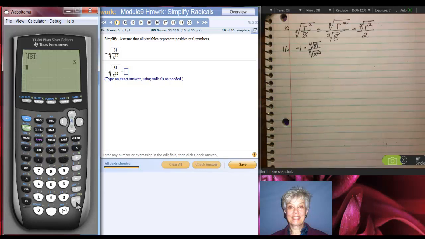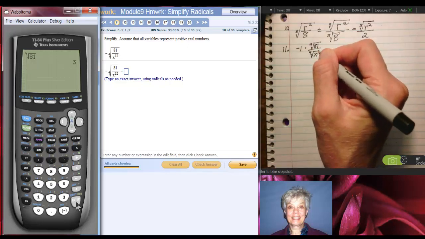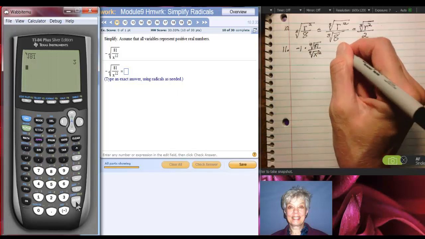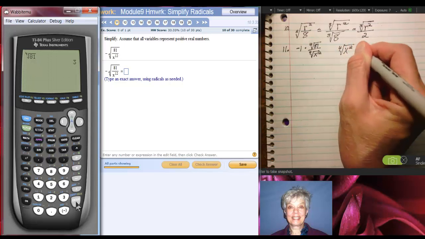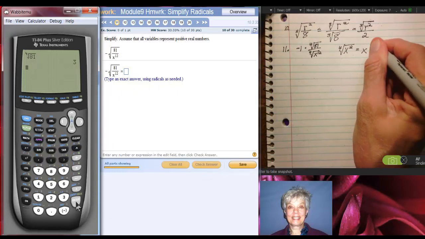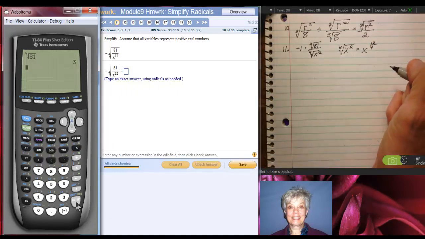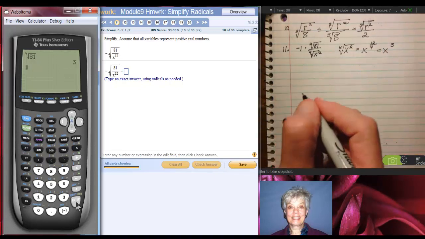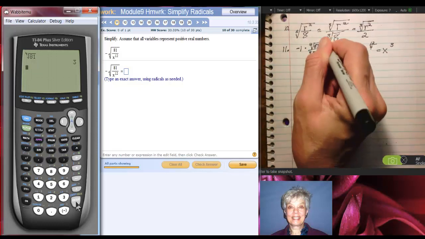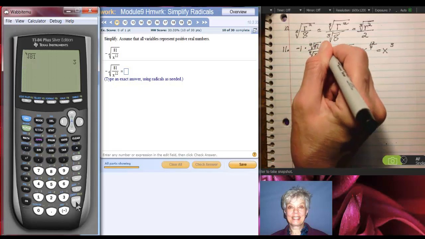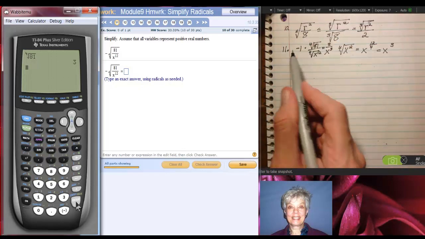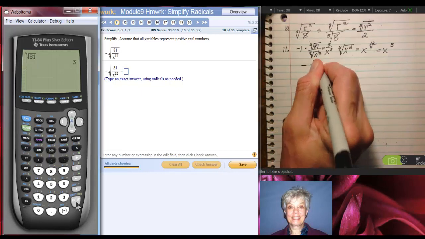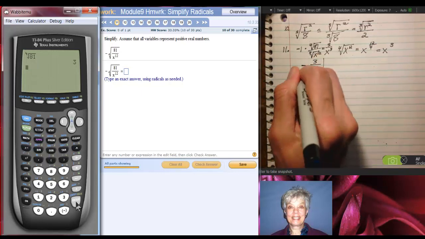See, the fourth root of 81 is 3, but the calculator can't help us with the fourth root of x to the 12th. We're going to have to take the fourth root of x to the 12th and change it into a fraction power, x to the 12 over 4. What is 12 divided by 4? It's 3, x to the 3rd. So our answer is going to be, well, the fourth root of 81 is 3, and the fourth root of x to the 12 is x to the 3rd. And don't forget your negative 1 out front. So our answer is going to be negative 3 over x to the third power.